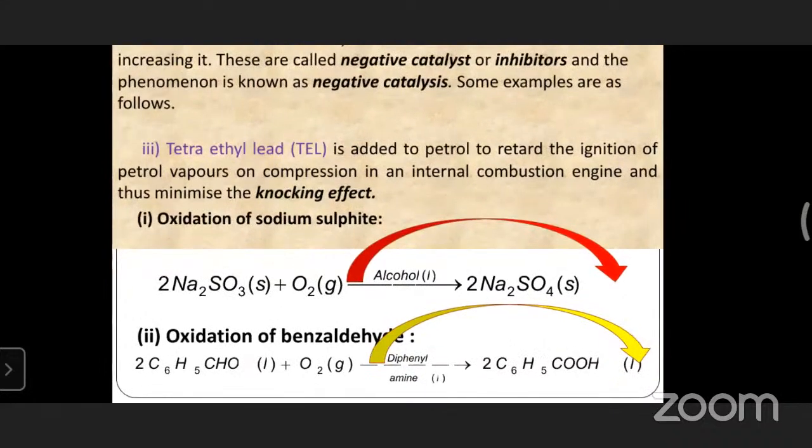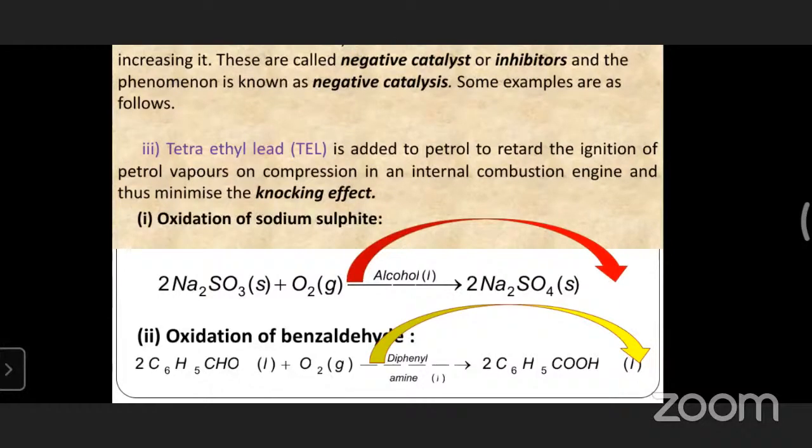Tetraethyl lead is a very good anti-knocking agent, which is used in fuels, especially petrol, to control the internal combustion of the engine. So TEL, tetraethyl lead, is called an anti-knocking agent and is added to petrol to retard the ignition of the petrol vapors on compression in the internal combustion engine, and thus minimize the knocking effect. So the knocking effect is reduced in the internal combustion of the engine.